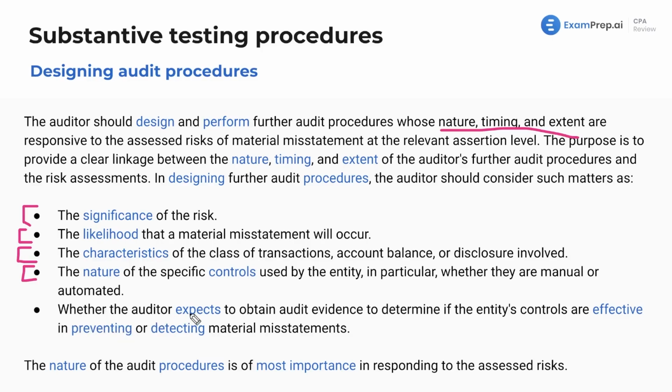And whether the auditor expects to obtain audit evidence to determine if the entity's controls are effective in preventing or detecting material misstatements. If you obtain evidence about the controls, that is going to allow you to test. Lastly, here, the nature of the audit procedures is of most importance in responding to the assessed risks.